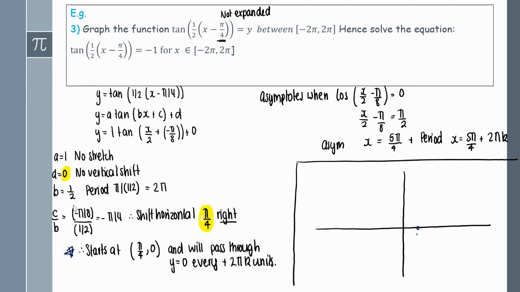I'm going to start with where it crosses the x-axis. So I know it will cross it at pi on 4. I also know it will cross it if I plus on 2 pi from this point. So that would be 9 pi on 4. And I'm going to leave the domain for a little bit. I'm also going to then say, well, it's going to cross the x-axis if I subtract 2 pi. So that's negative 7 pi on 4. So let's put those points in. And then we can also put the asymptotes in as well.